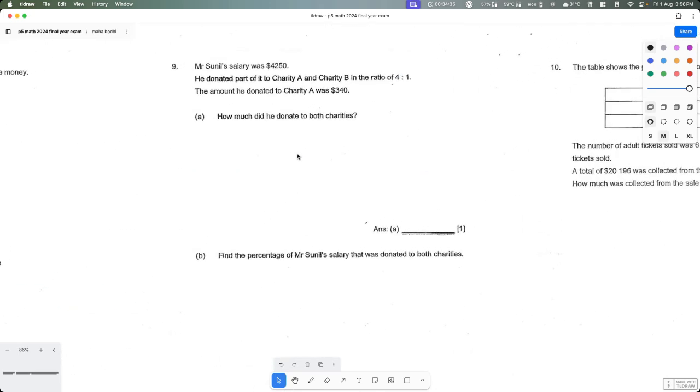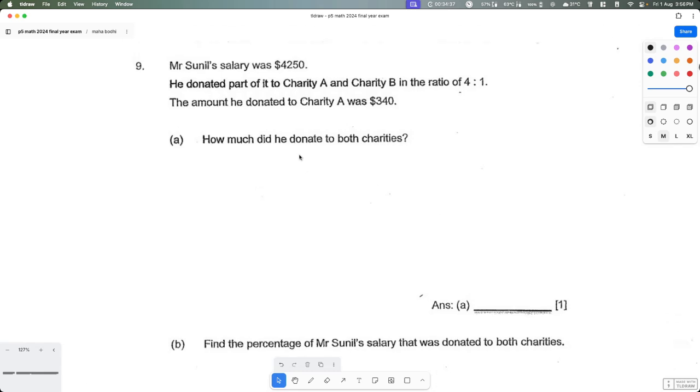To the next question, question number 9. So Mr. Sunil's salary was $4,250. He donated part of it to charity A and charity B in a ratio of 4:1. The amount he donated to charity A was $340. So how much did he donate to both charities?